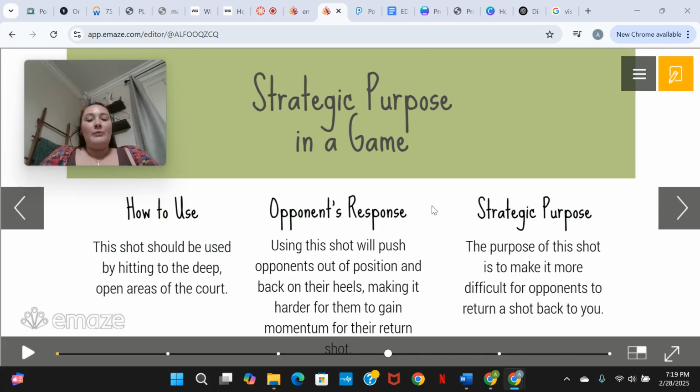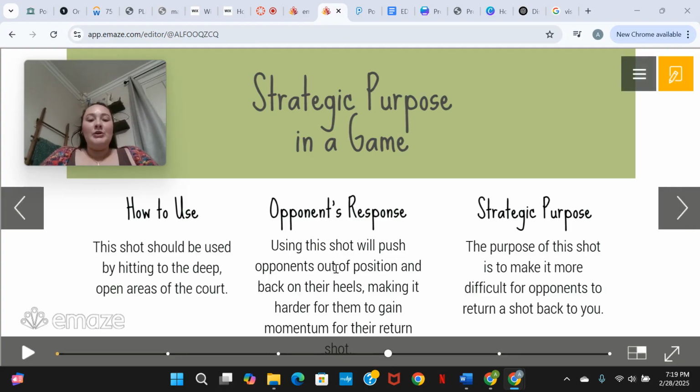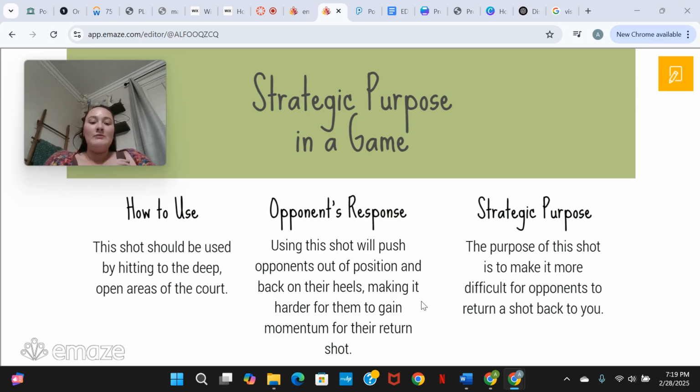And the opponent's response should be to push the opponents out of position and back on their heels, which will make it harder for them to gain momentum for their return shot. So if they are pushed all the way back to the backcourt, they're going to need a lot of power in order to get that speeder back to your side, which is going to be harder if you push them to where their momentum is going backwards. If they're going backwards on their feet, it's going to be hard for them to get that shot.